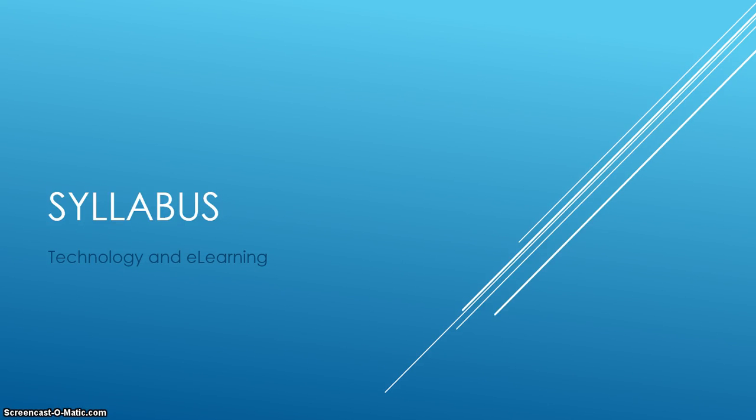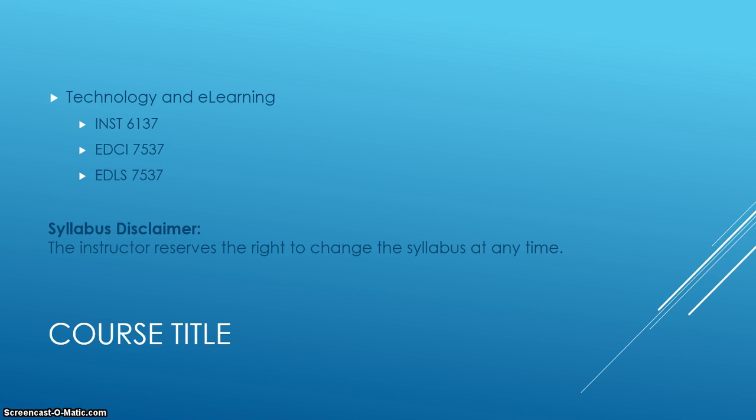This is the syllabus overview for the Technology and E-Learning course. Our course titles, depending upon whether you are a master's student or a doctoral student, you should be enrolled in either INST 6137, EDCI 7537, or EDLS 7537, depending upon which program of study in which you are engaged. And please understand that the instructor reserves the right to change the syllabus at any time.